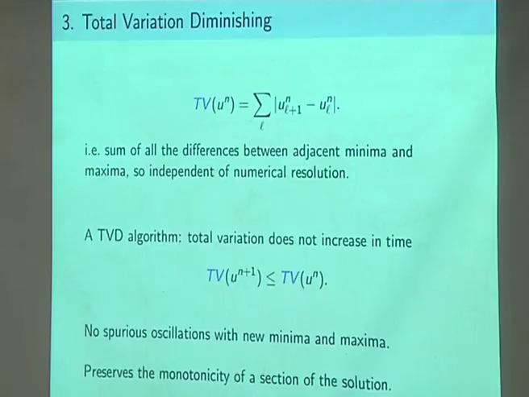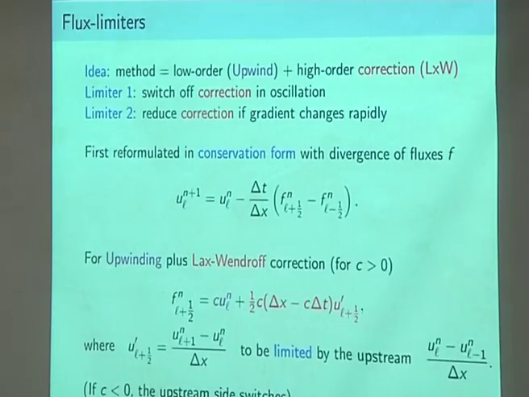On the other hand, where the solution is not oscillating, it's continuously increasing or continuously decreasing, a method that has this property will leave it as continuously increasing or continuously decreasing. It's not introducing new oscillations. Right. So that's what we would like. That's the property we'd like.